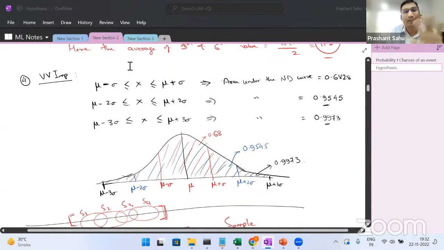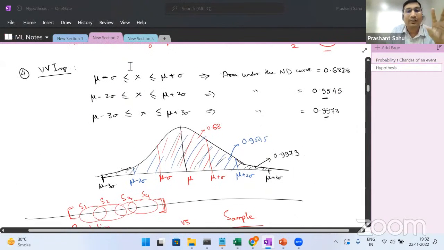Fine. So I've given some calculations. You can check that. This is the most important point. You can see this graph from the Wikipedia page of the normal distribution also.